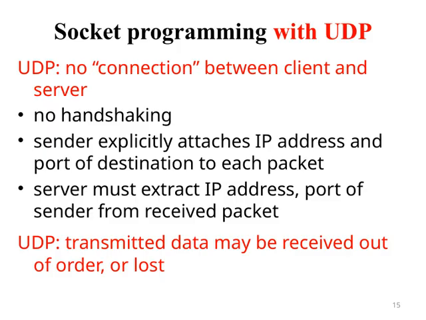On the receiving end, the server needs to extract the sender's IP address and port from the received packet to know where it came from. One important thing to remember about UDP is that the transmitted data might arrive out of order or even get lost along the way. This makes UDP suitable for applications where speed is more critical than guaranteed delivery. Overall, UDP offers a lightweight, connectionless communication method that's ideal for certain real-time applications, but it requires handling some of the reliability aspects at the application level.